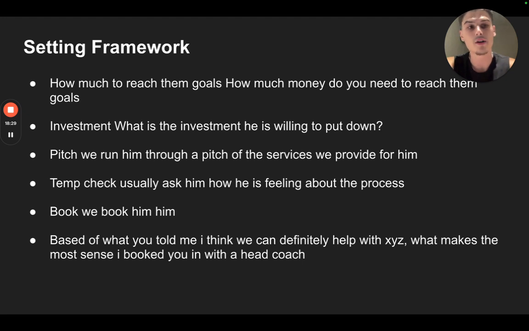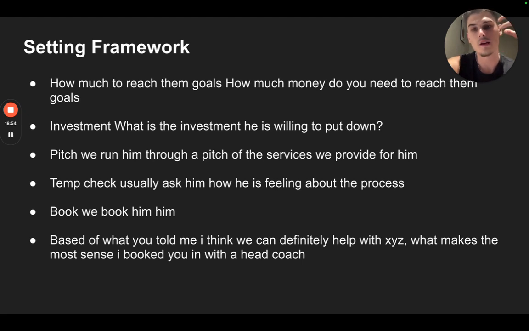Basically after that, you ask them, to be able to actually reach those goals, John, how much money do we actually need to help you make? And then they'll tell you how much they want to make. You now basically have what they are making and what they want to make, and you note all of this down, right? Then you move to the investment and how much they're willing to put down.